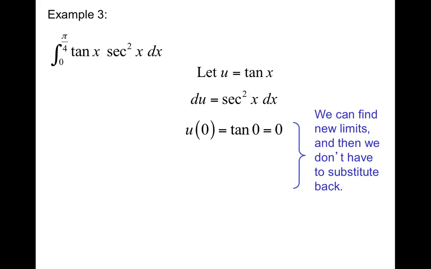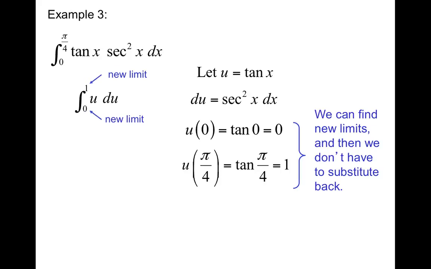So u of 0 would mean find tangent of 0, which is 0. And u of pi over 4 is tangent of pi over 4, which is 1. So in the end, here's what I want to see, that my new function is u because everything else has been substituted through u substitution, but I also have to put new limits. Pi over 4, when I plug that into this equation right here, I got 1. And 0, when I plug that in here, I still have 0.